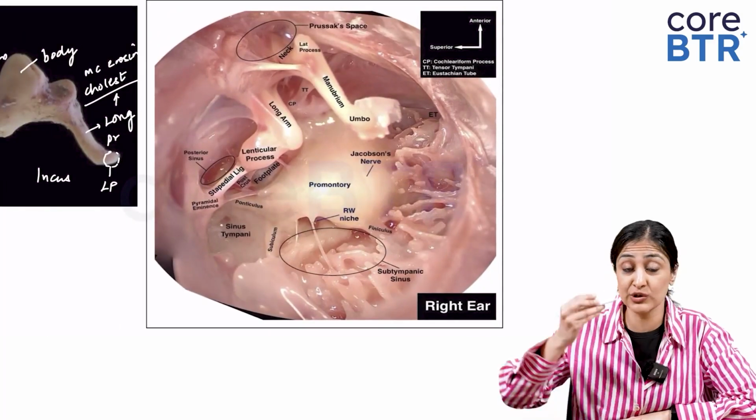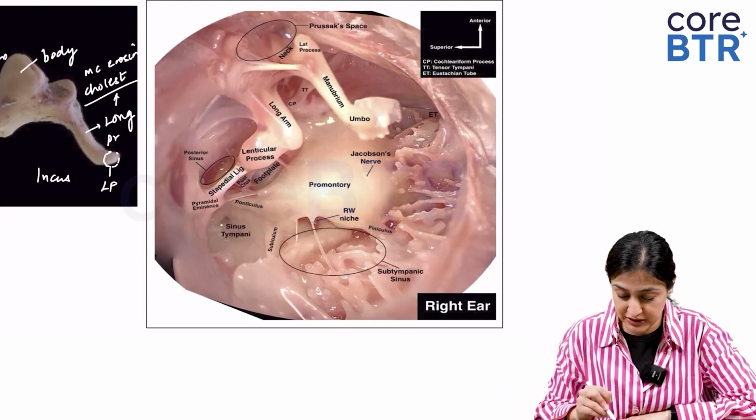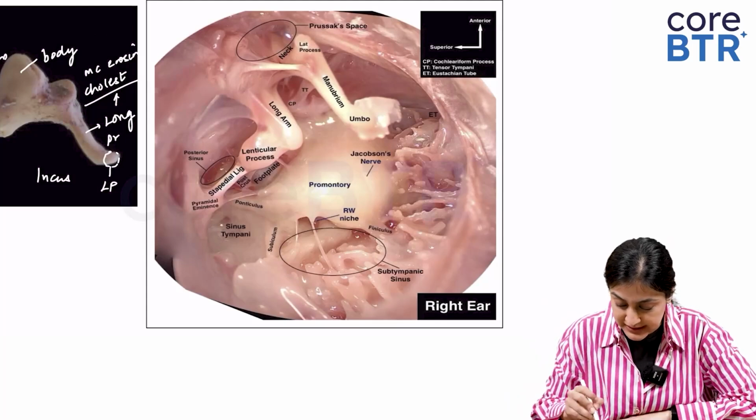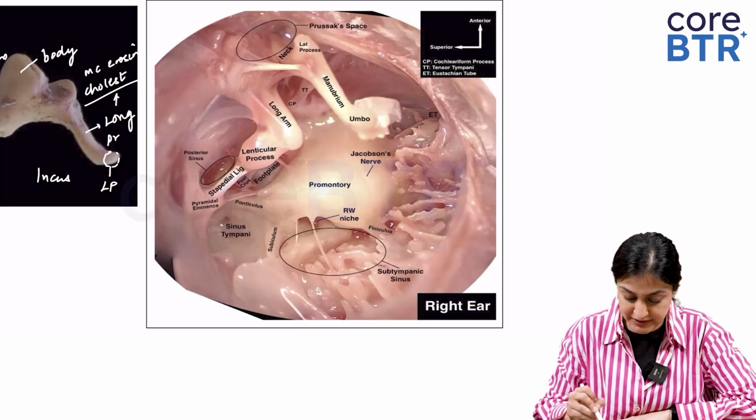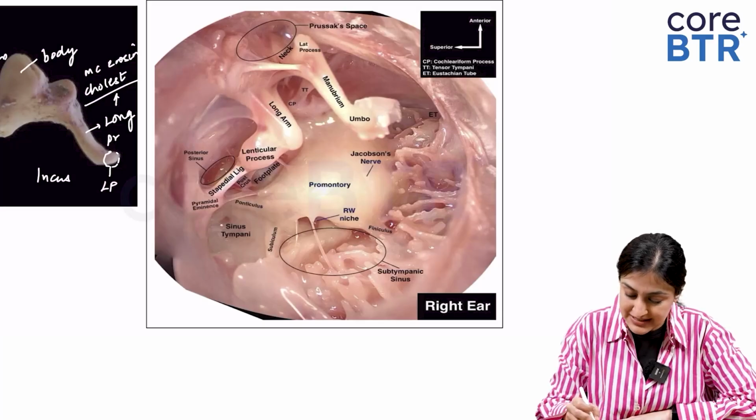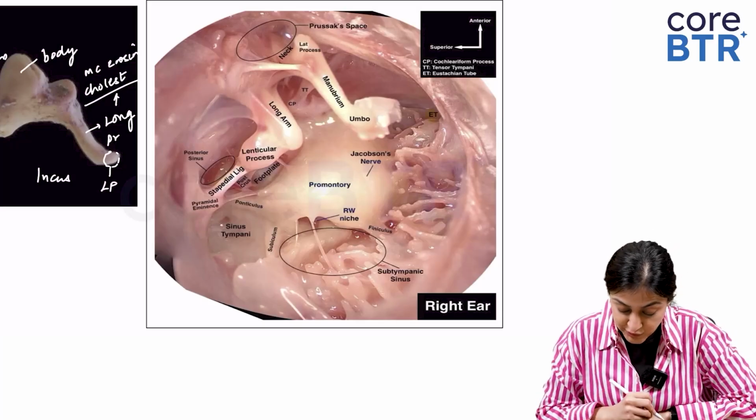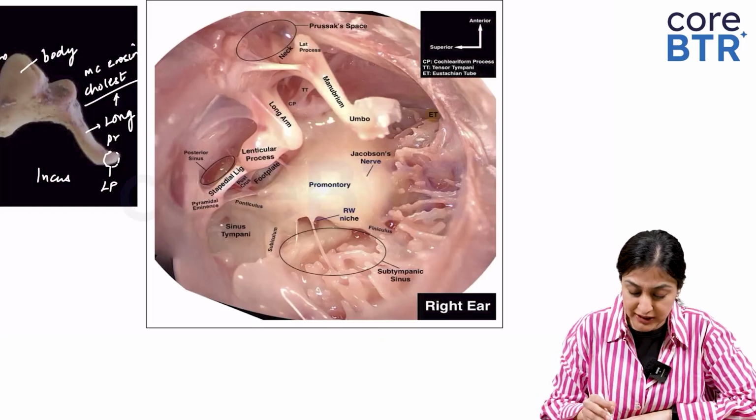I just want you to put a tick mark: do I understand everything? Okay, so let's see. They have given the orientation that this is superior, this is anterior. So that gives you some insight that this is the eustachian tube anteriorly. But ignore that for a moment.